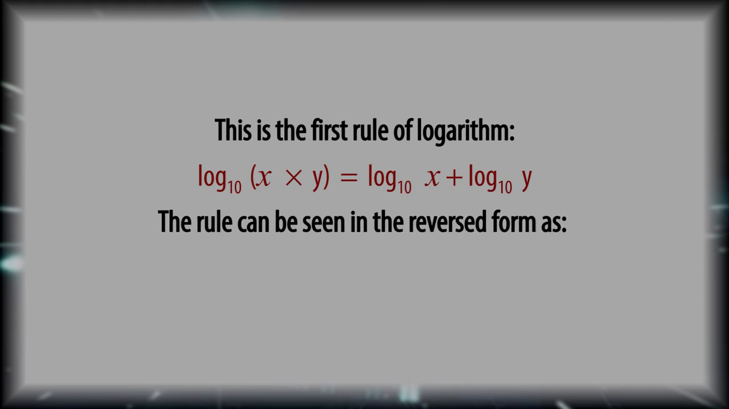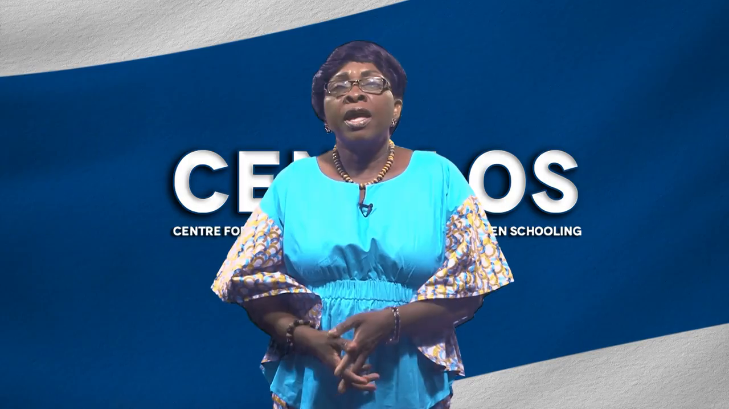The rule can be seen in a reversed form. In other words, we can also say that log base 10 of x plus log base 10 of y is equal to log base 10 of x times y. What we are saying is that the logarithm of the product of two numbers is equal to the sum of their logs. Or we are saying that the sum of the logarithms of two numbers to the same base is equal to the log of their product.